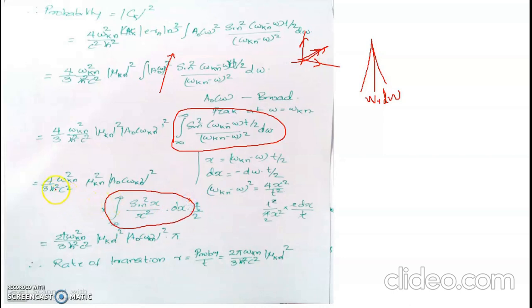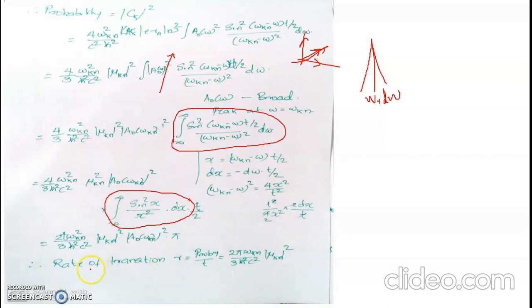So the transition probability under electric dipole approximation becomes: the 2 will be cancelling with 4 to make it 2t; t is taken out, omega square divided by 3 h cross square c square, dipole moment square, a0 square, into pi. Or the rate of transition, that is the transition per unit time, or the probability per unit time, is 2 pi; t vanishes.